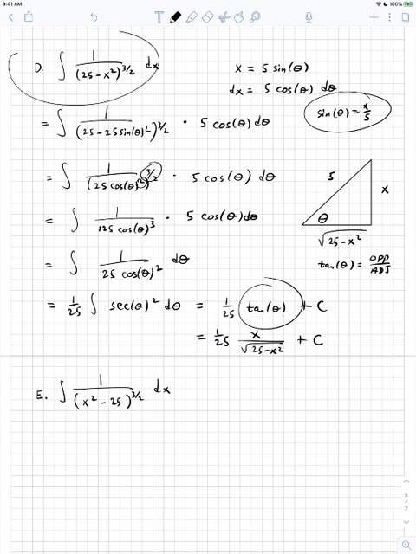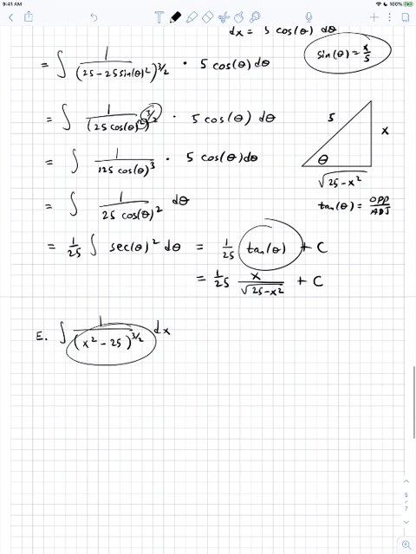In our previous example, example D, we wanted x to be equal to 5 times sine of theta. Now the thing about 5 times sine of theta is this value is always between minus 5 and positive 5. And that was important because that meant that 25 minus x squared was always non-negative. And that's important because we're taking the square root. So you want x to be between minus 5 and 5.